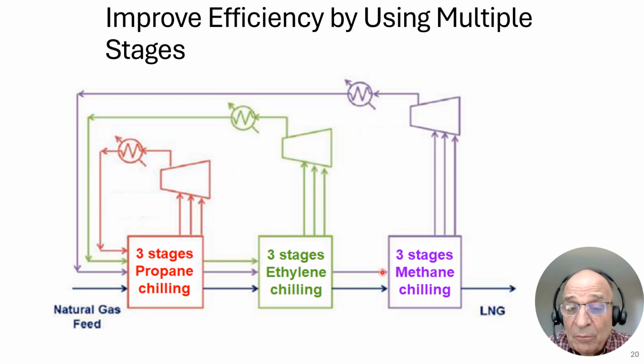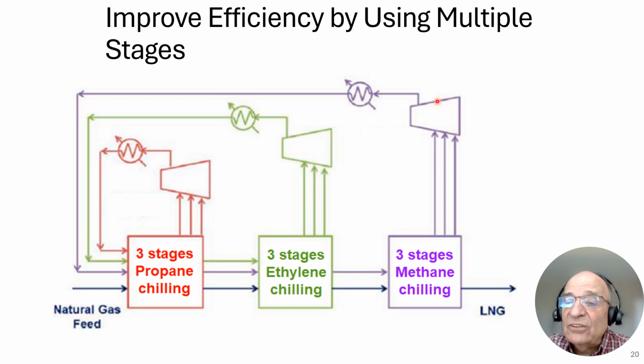It's quite cold, but it's not cold enough. So it goes through three JT valves. One JT valve is at the highest methane pressure. The next JT valve is at the mid-range pressure. And the last JT valve is at the lowest methane pressure.